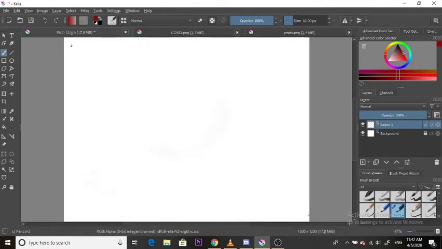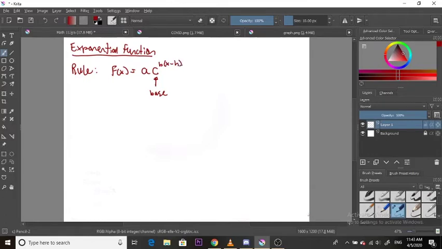So let's take a look at the basics of your exponential function. The general rule is written as follows. You have f of x is equal to a times a constant. This is your base right here. Now, this constant has an exponent of b times x minus h, and then plus k.